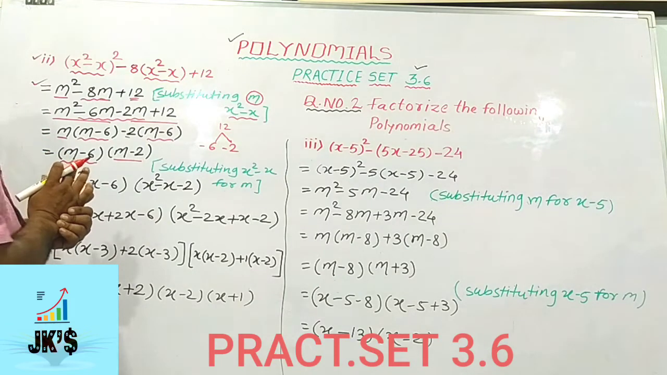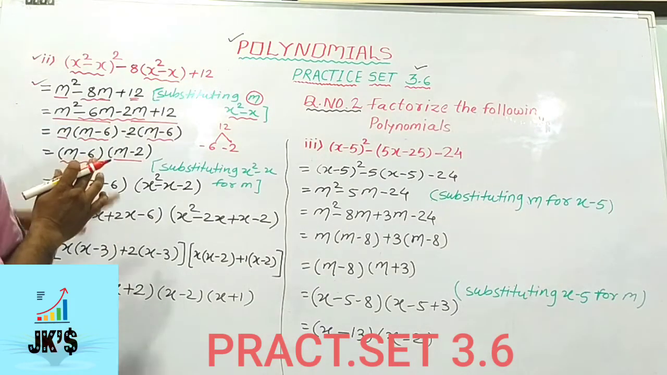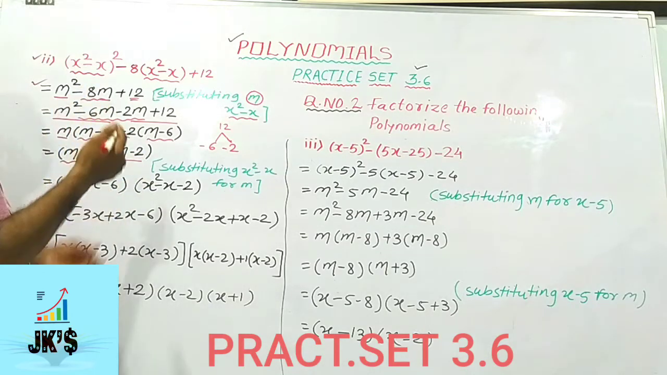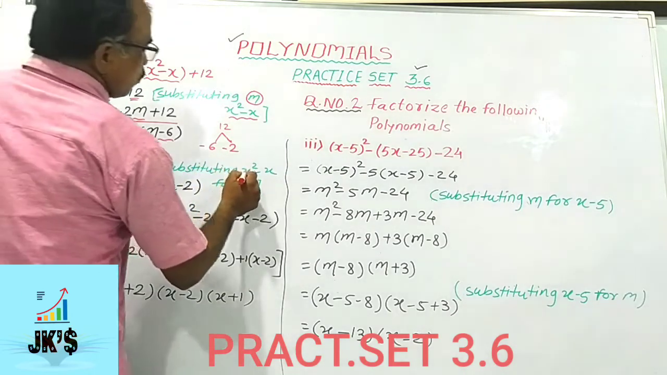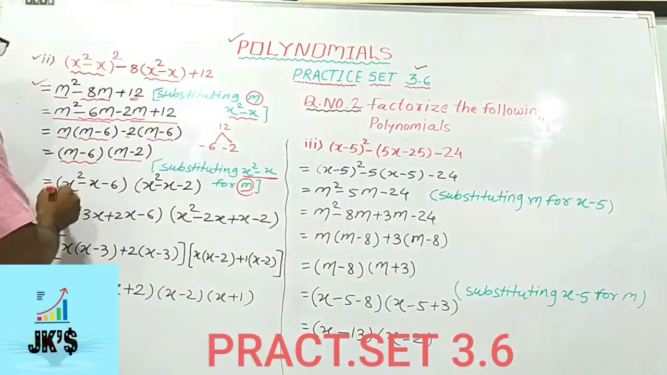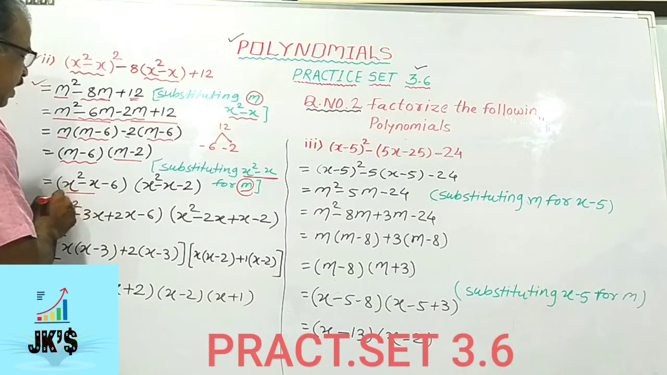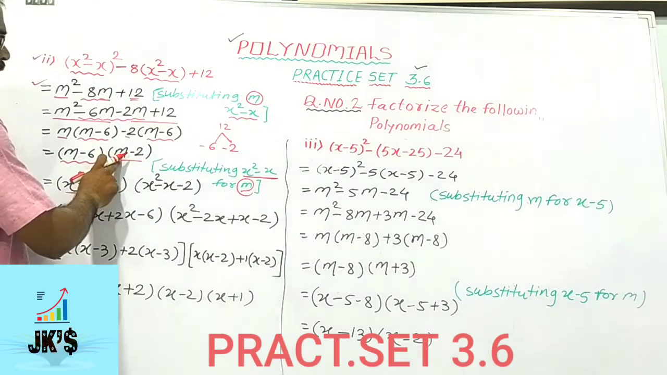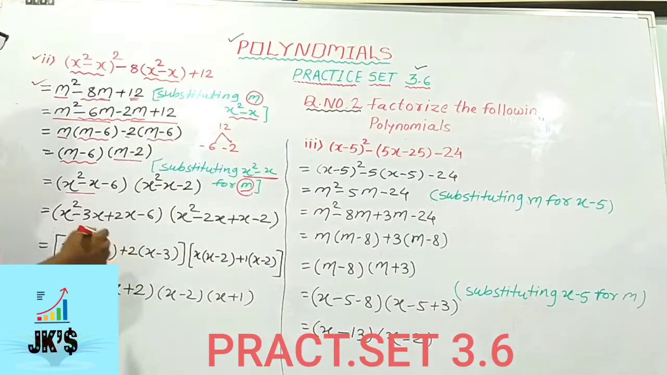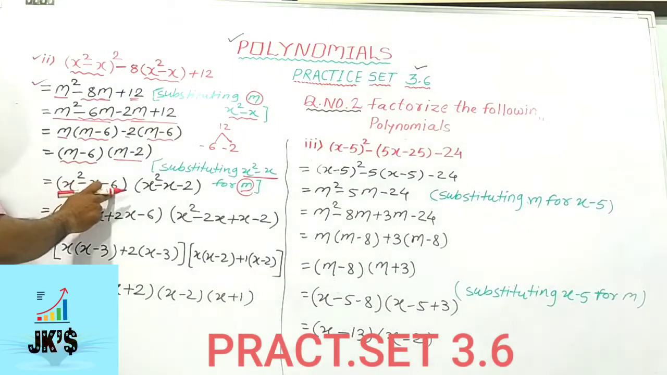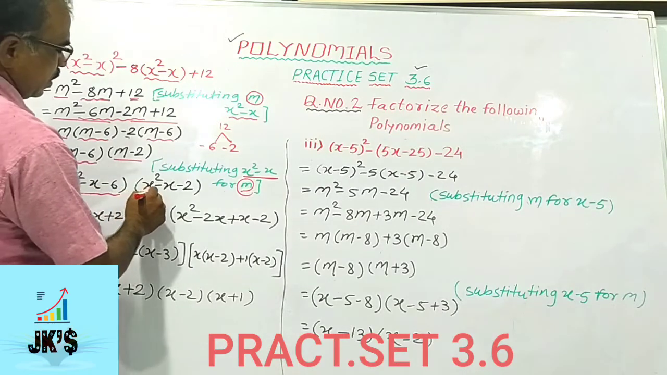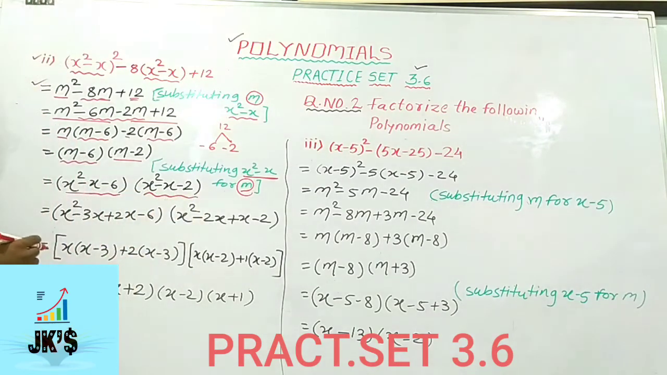But friends, our polynomial is in the variable x, so we resubstitute x² − x for m. This one becomes x² − x − 6. Instead of m, x² − x, and this one, x² − x − 2. This is a quadratic trinomial, and this is another quadratic trinomial.